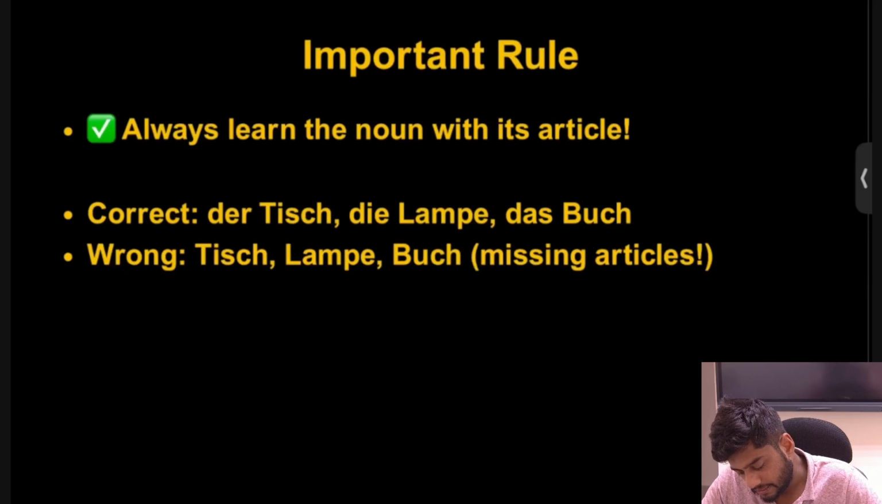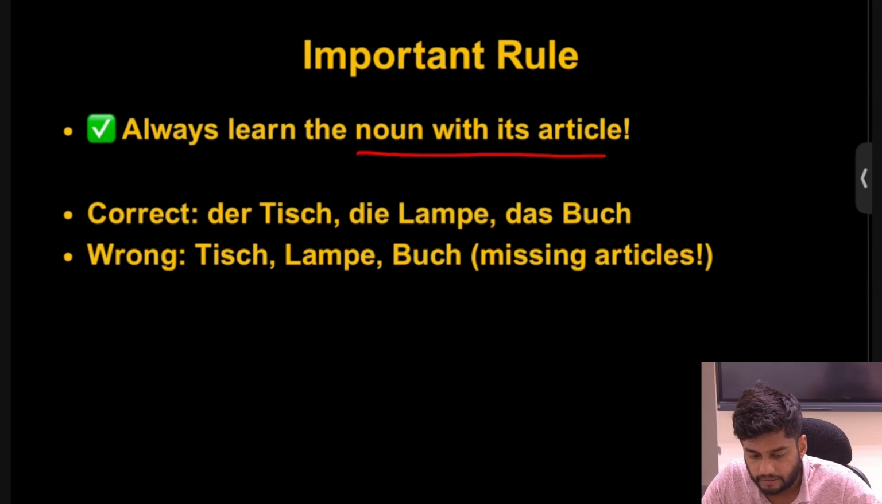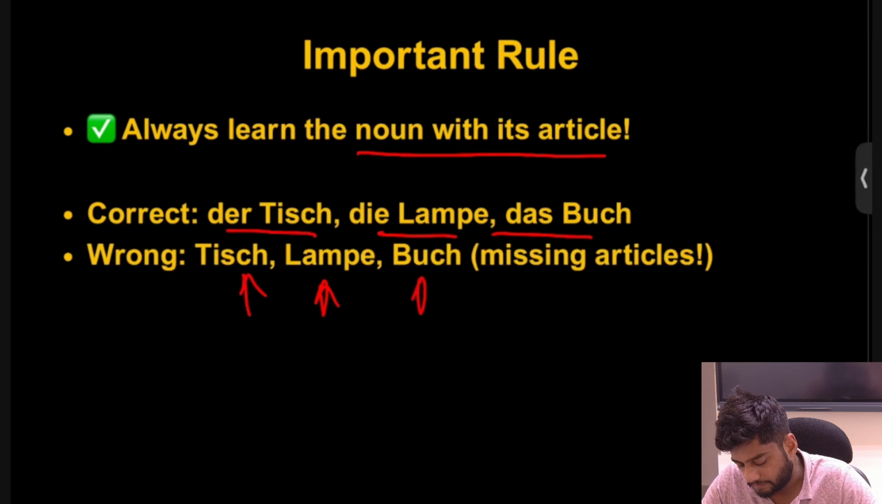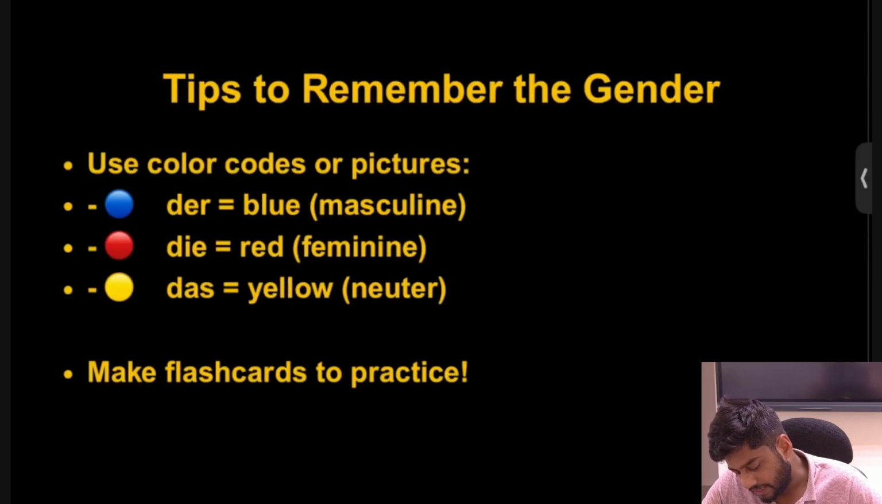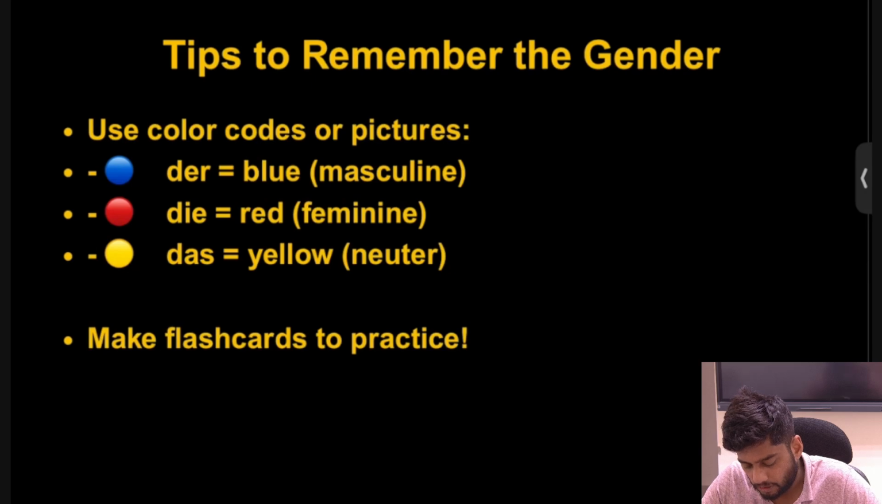Okay, so guys, the rule, you can say, always learn the noun with its article. Okay, that is important. For der Tisch, die Lampe, das Buch. If you do not write the article, it is wrong. Missing articles, this is wrong. Germans, they give priority to the articles. So guys, if you want, it is fine, use color codes or pictures. Okay, blue for masculine, the feminine, das is neuter.